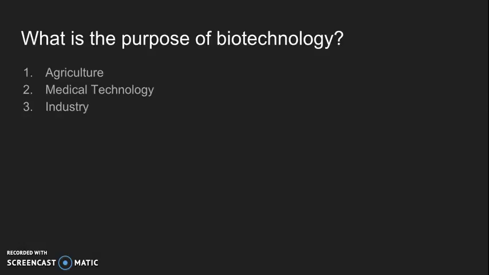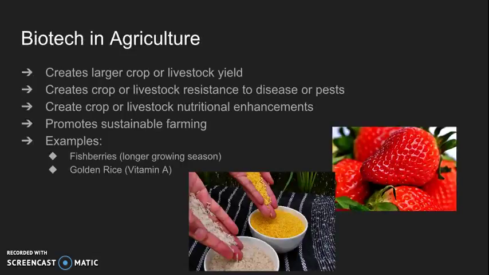So, talking about selective breeding and talking about hybridization, which are techniques that we have been doing for thousands of years, leads us into the idea of biotechnology. Biotechnology is going to use advanced biology applications for various purposes. Those purposes will include producing products for agriculture, producing products for medical technology, and then also producing products for industry. So what exactly does that mean?